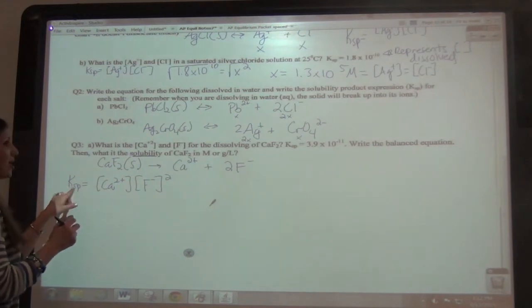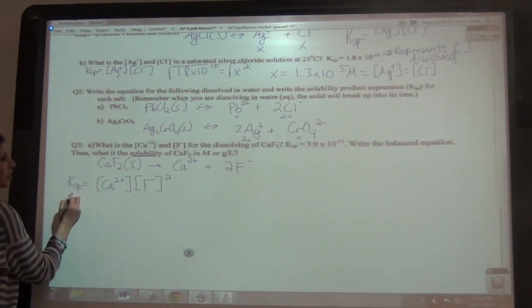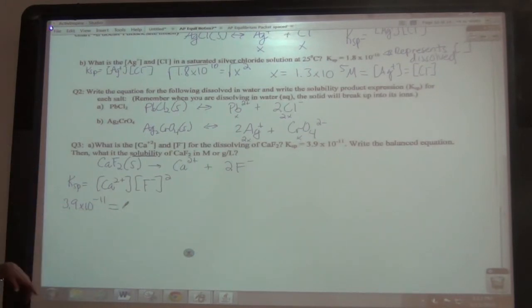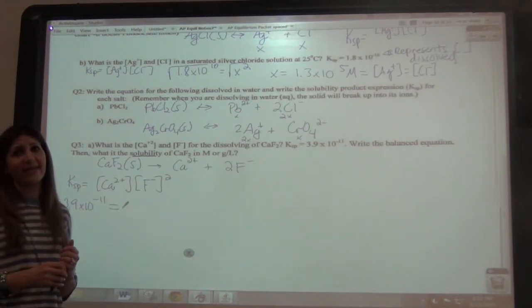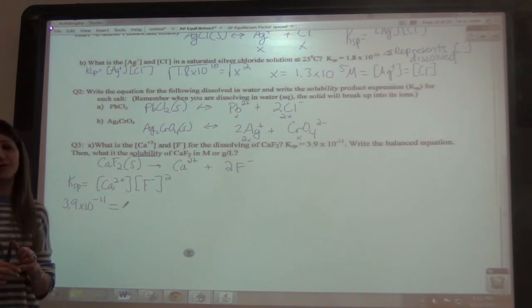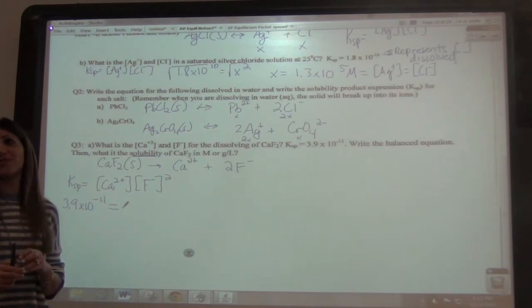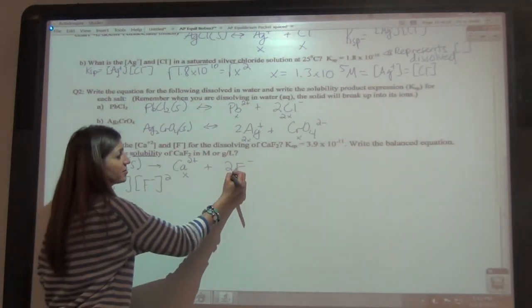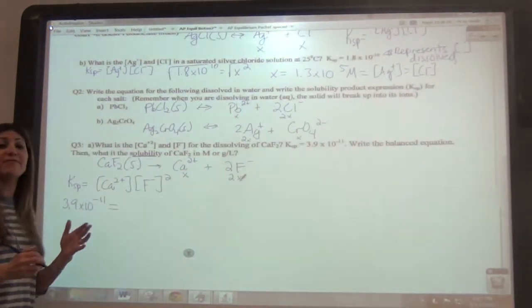All right, so let's check this out. We already know our Ksp value, so we know that it's 3.9 times 10 to the negative 11. Again, there are no units on that. They're not telling us anything else in this situation. What do you do if they're not telling you anything else? You have to use X. So now we do have to use X. And if I call this X, then I would have to call this 2X. Okay? I have no choice.